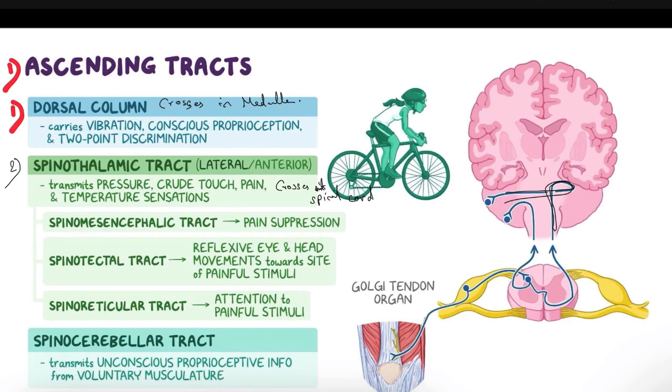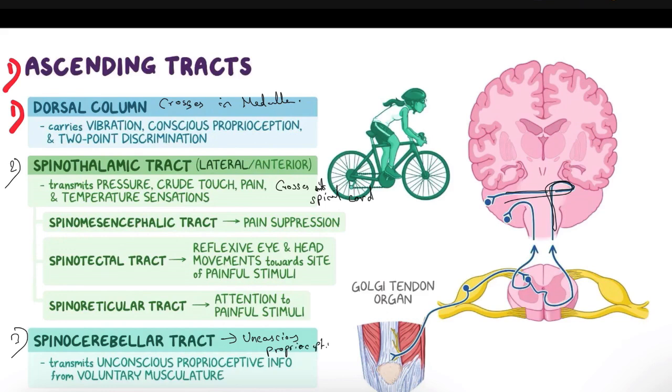Okay, next, the spinocerebellar tract. It transmits unconscious proprioceptive information from voluntary musculature. Here, the main function of the spinocerebellar tract is unconscious proprioception.